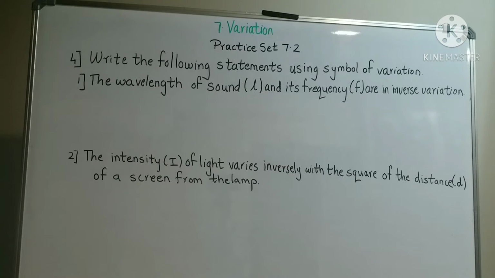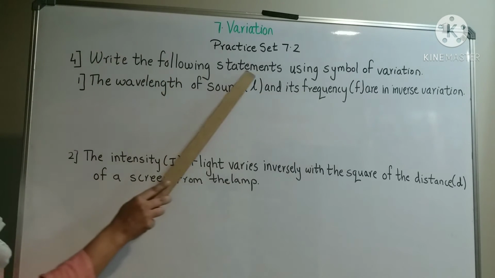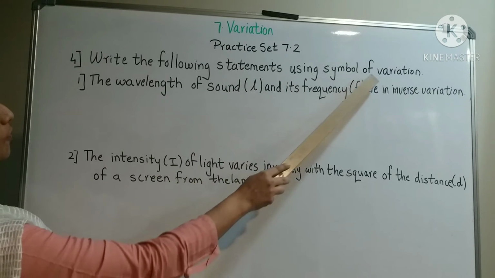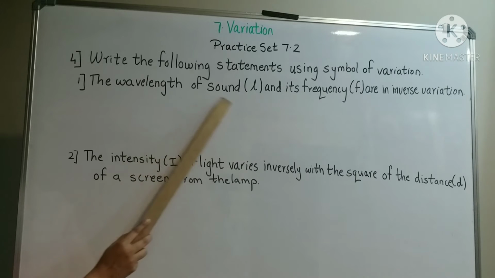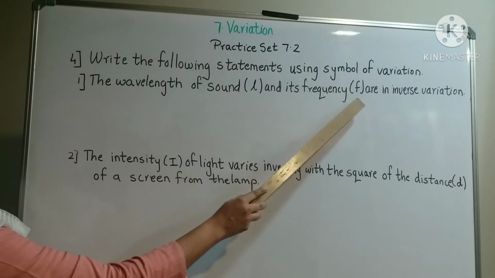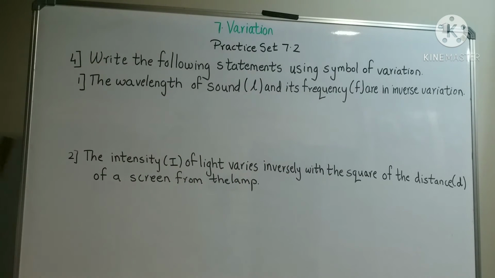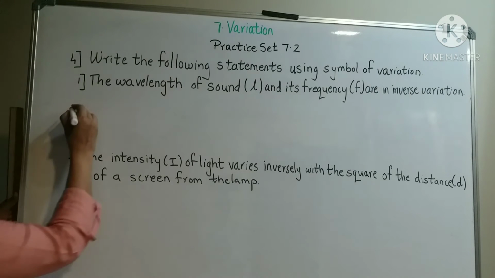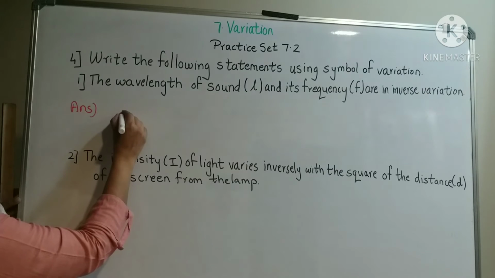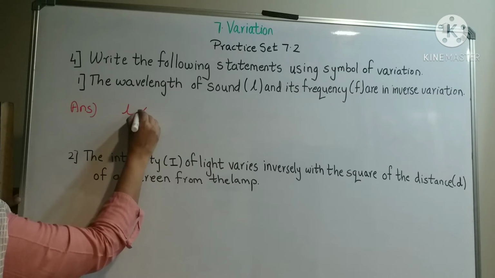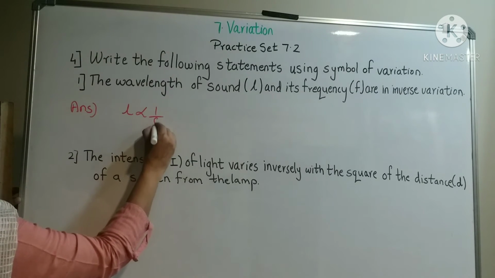Sum number 4 from practice set 7.2. Write the following statements using symbol of variation. First sum. The wavelength of sound L and its frequency F are in inverse variation. We'll write the answer. Wavelength of the sound L inversely varies to its frequency F.